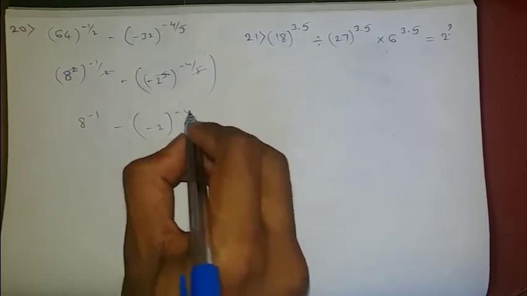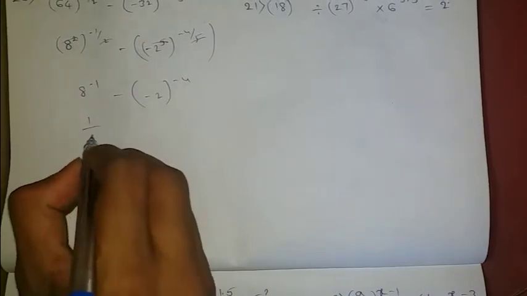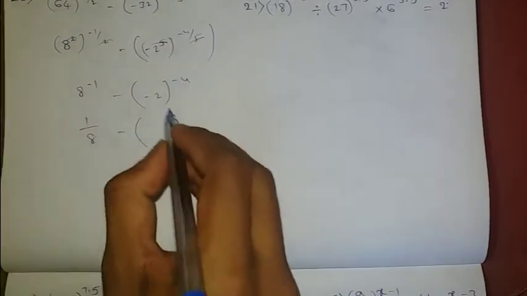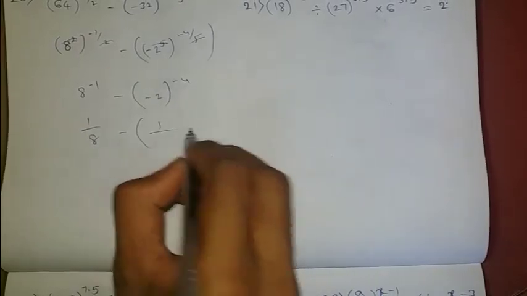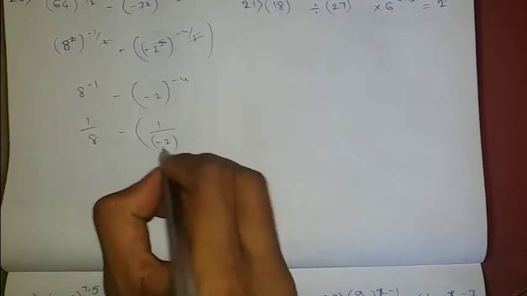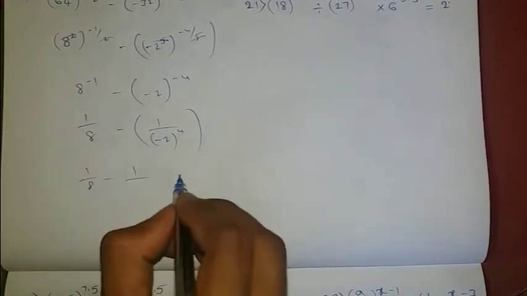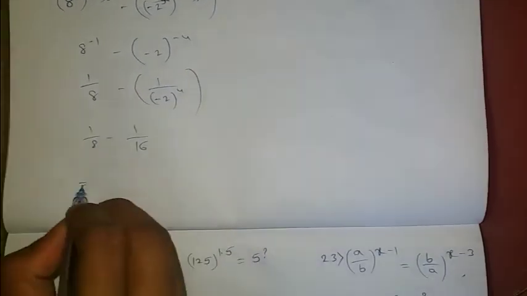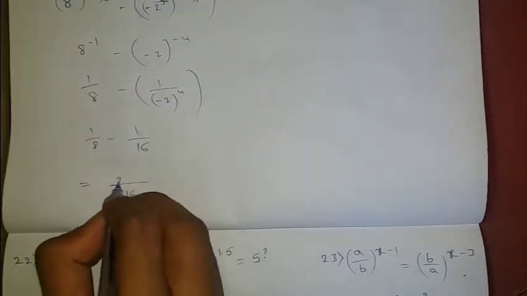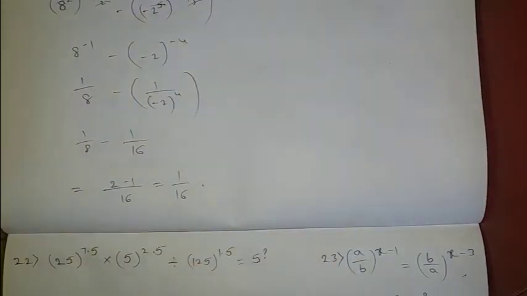2 power -4. Here 8 power -1 is nothing but 1/8, minus 2 whole power -4, nothing but 1 by 2 power 4, 1/16. So 1/8 minus 1/16. 8 and 16, the LCM is 16. So we will get 2 minus 1, that is 1/16.